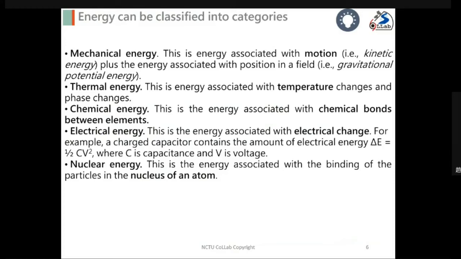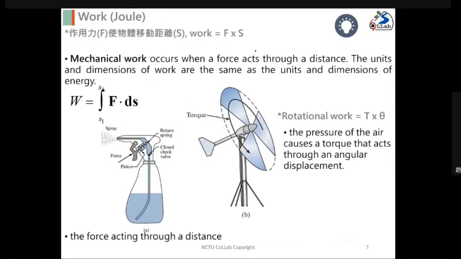The slide shows there are 5 important energies: the mechanical, thermal, chemical, electrical, and nuclear. Most of the problems we focus on are mechanical energy. This energy is directly associated with motion.